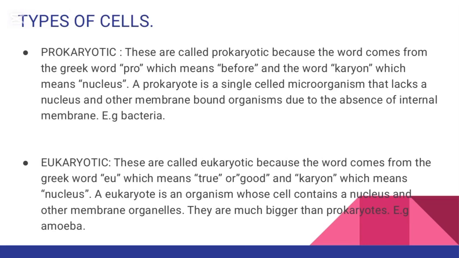The next one is the eukaryotic cell. So we know that prokaryotic means before nucleus. Eukaryotic is also made up of two Greek words. The first one is eu, which means true or good, and karyon, as we heard before, means nucleus. So we know that eukaryotic means true nucleus. And a eukaryotic cell is an organism or a cell which contains a nucleus and other membrane-bound organelles. An example of this is an amoeba.